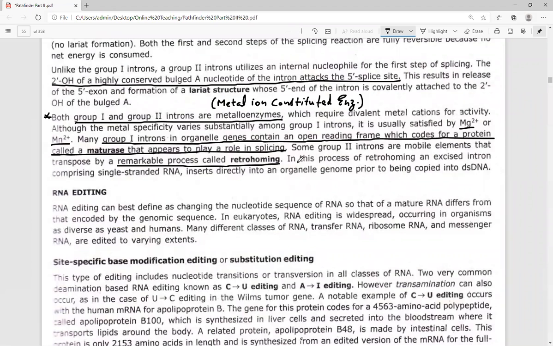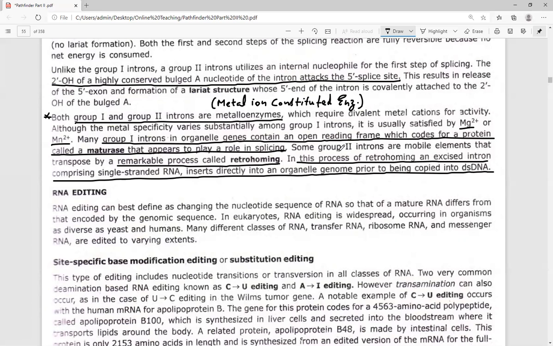In this process of retrohoming, excised introns comprising single-stranded RNA insert directly into an organelle genome prior to being copied into a double-stranded DNA. It can be converted into a double-stranded DNA copy and can be inserted into the organelle genome.